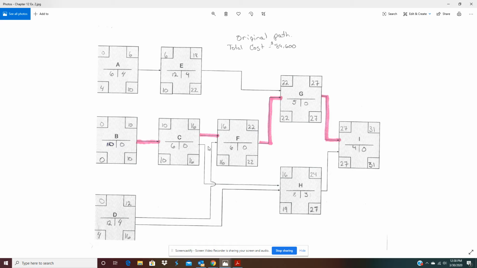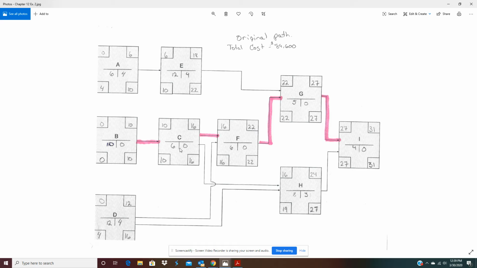And then I looked at C and F. C, we could save a day, and that would be $500, so that might be an option. And then F, we could crash that one from 6 to 5, and it would only cost $300. Then I want to look at crashing G from 5 days to 4 days, and that would be a cost of $800. That's getting on the high end, but it still would save a day in the end. And then the very last one, I, we could crash from 4 to 3 for $400.